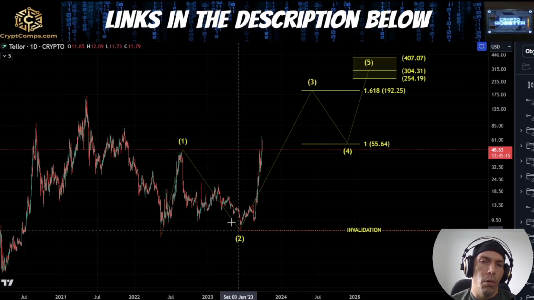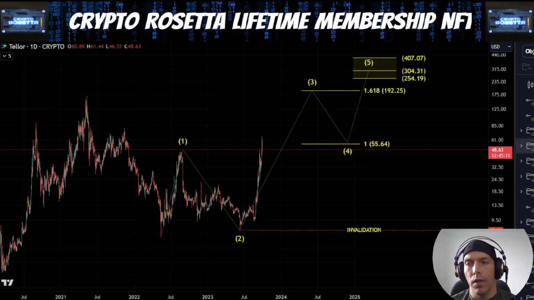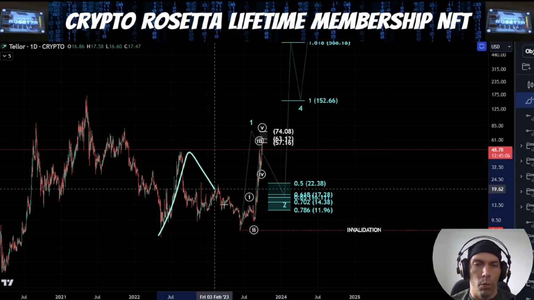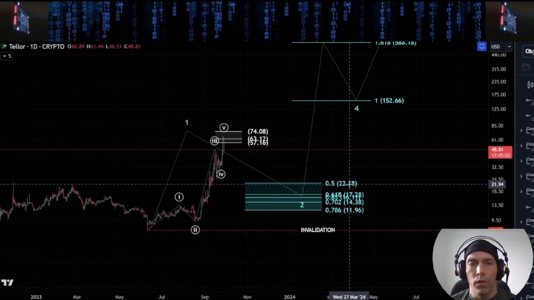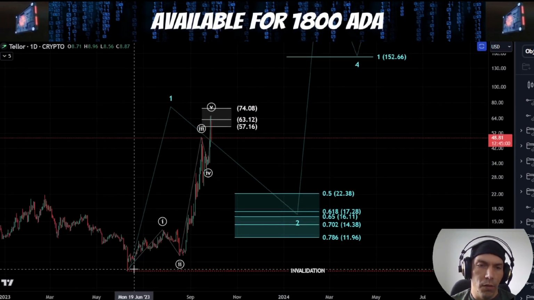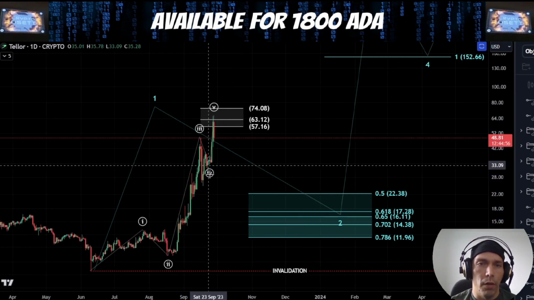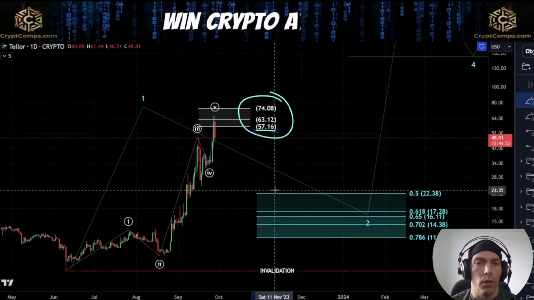It is possible, however, that instead of just seeing this move push directly up here, what we could see is something more along these lines, where actually this is 1, 2, and then we're going to form another 1 and a 2. Within this idea, what we'd be saying is that potentially this move could be completed where this is 1, 2, 3, 4, and 5, as we've come up into the zone of the 74.08 to this $57 region.